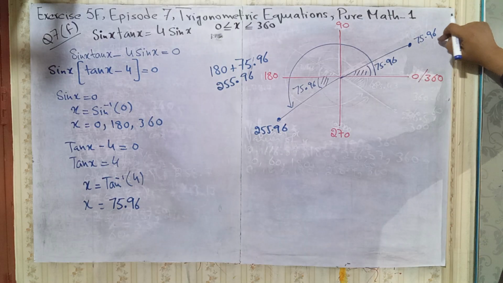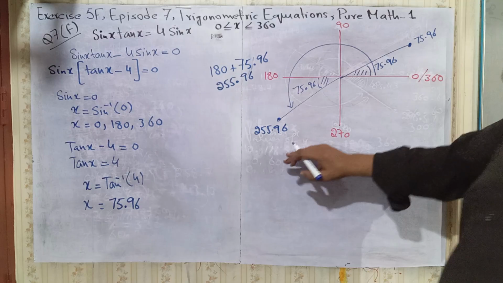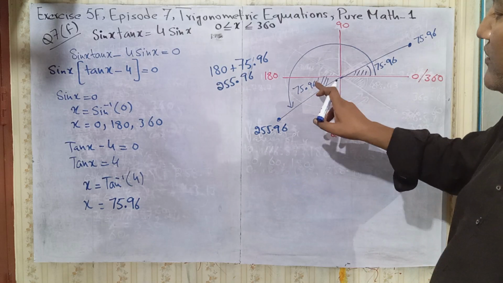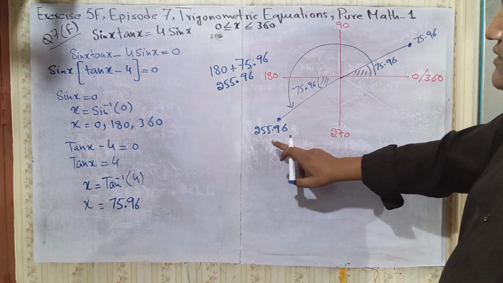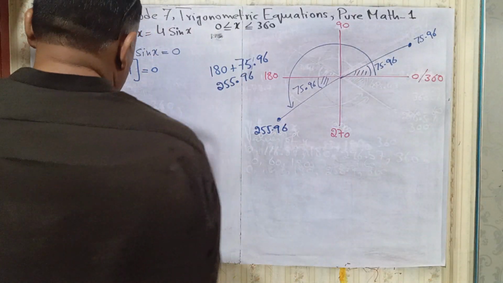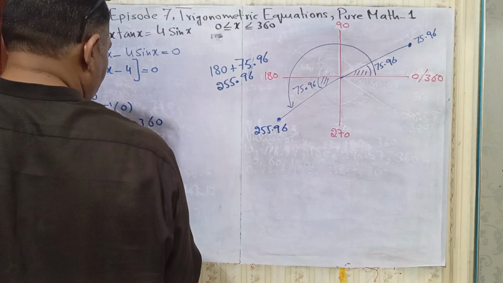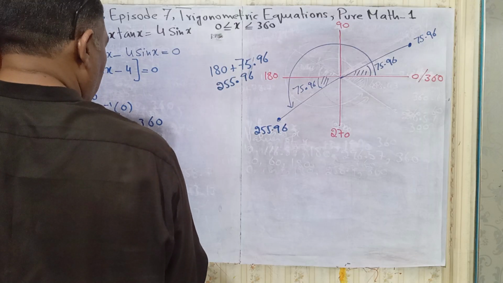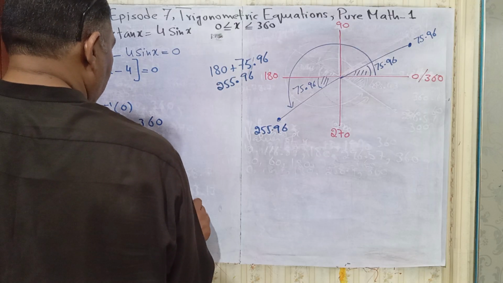That positive angle will be 75.96. The tan is positive also in the third quadrant. In the third quadrant, by this base angle, that angle will be 255.96. So x is equal to 75.96, and in the third quadrant it will be 255.96.